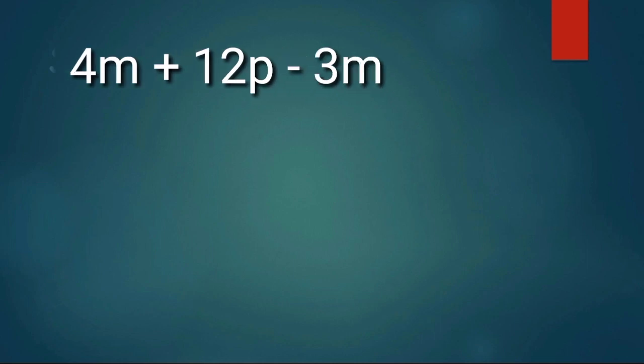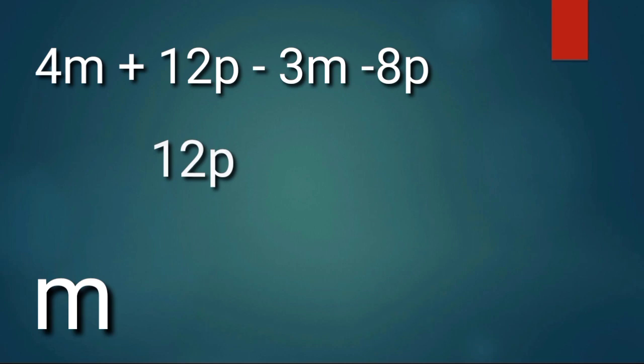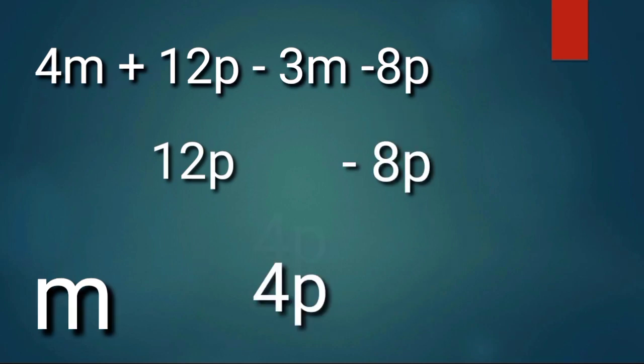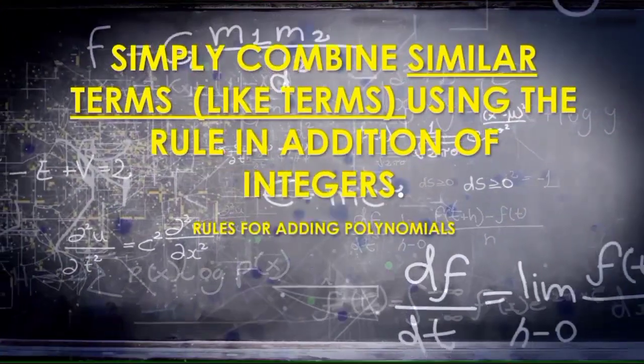For the last example, we have 4m plus 12p minus 3m minus 8p. So 4m minus 3m is equal to 1m. Again, hindi natin isusulat yung 1. So 12p minus 8p is equal to 4p. Dahil positive 4p siya, ang equation natin becomes plus. So m plus 4p.